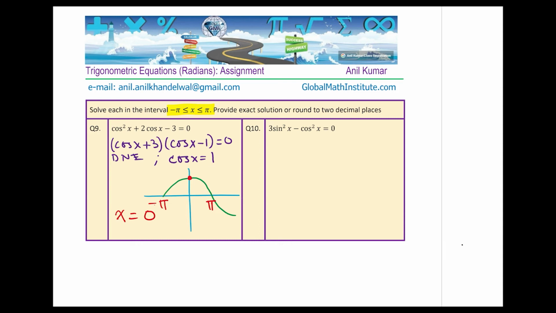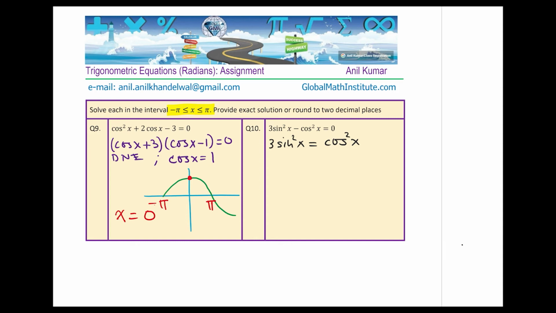Let's look into question number 10, which is 3 sine square x minus cos square x equals to 0. Now, since we have combination, well, what we could do is we can rewrite in terms of tan, right? So I'll rewrite this equation. So we have 3 sine square x equals to cos square x. Dividing by 3 cos square x, what do we get?